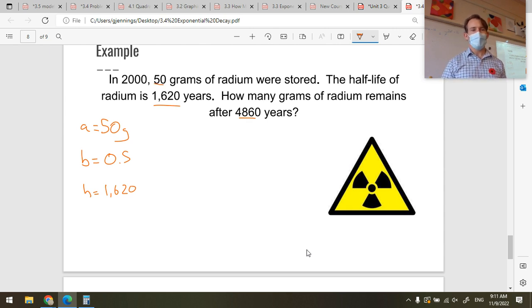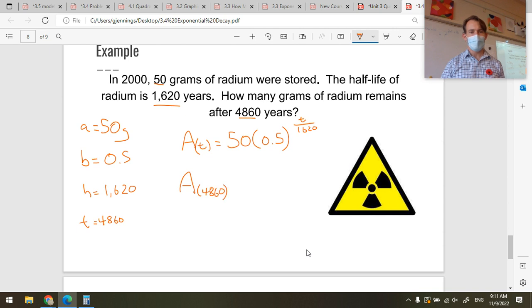If we want to know in this amount of time, T, we're going to be evaluating at 4,860. This is how we set up our equations. The amount of this substance at time t is going to be equal to the initial amount multiplied by the growth factor raised to the power t divided by the half-life, 1620. We have been asked to find the amount at time 4860, and that would be 50 multiplied by 0.5 raised to the power 4860 divided by 1620.